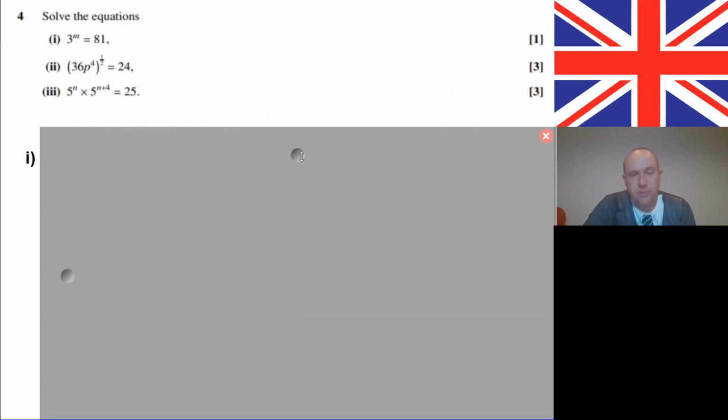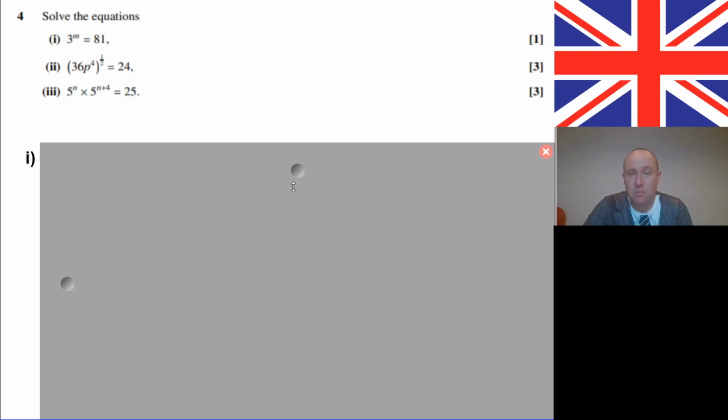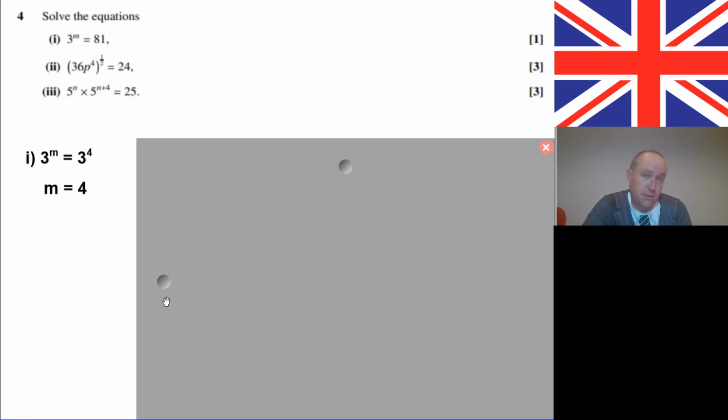Question 4. Exponents. This goes back to chapter 2, or indices if you prefer. First one's only 1 point, so it must be something simple. 3 to which power is 81? If you're not sure, just keep multiplying 3's together, and you should find that it's 3 to the power of 4. So the answer is 4.